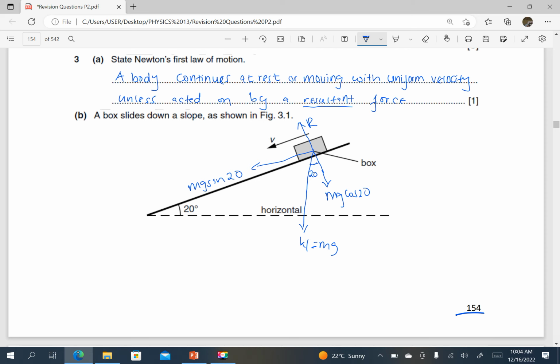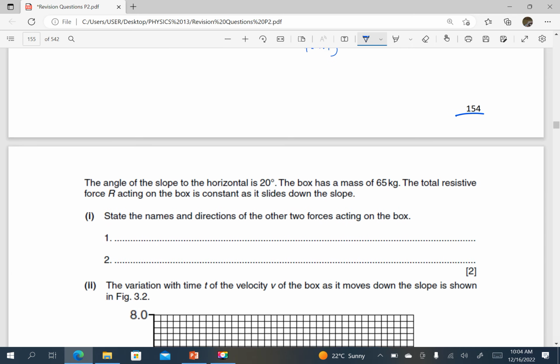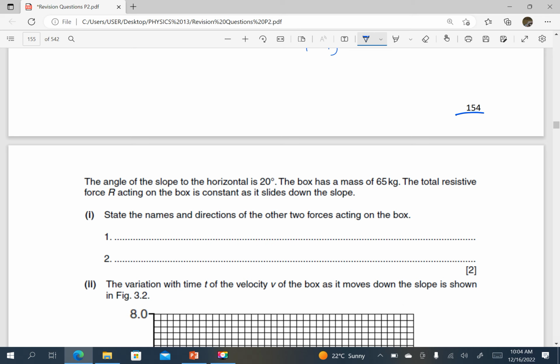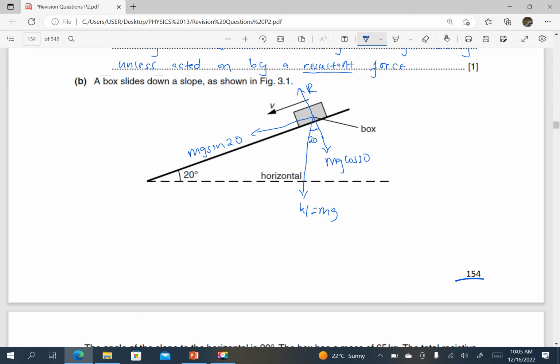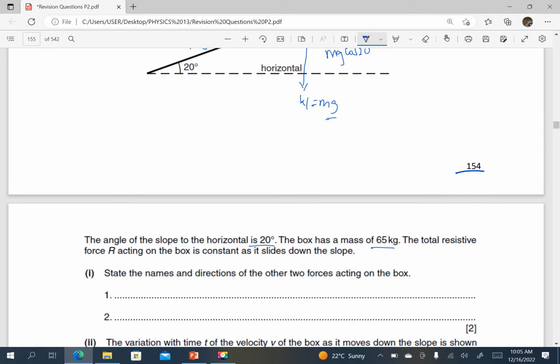So we can now look at what the questions are. The angle of the slope to the horizontal is 20 degrees. The box has mass 65 kilograms. So that means m is 65. Remember, g is not grams, it is acceleration due to gravity. The total resistive force R on the box is constant as it slides down the slope.